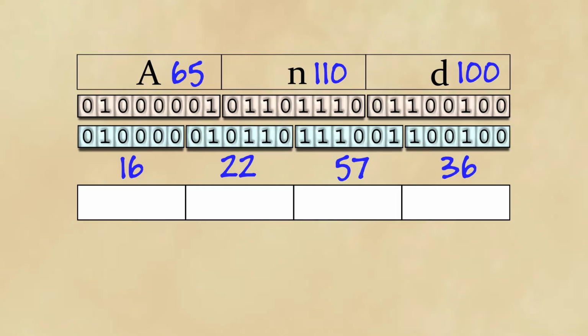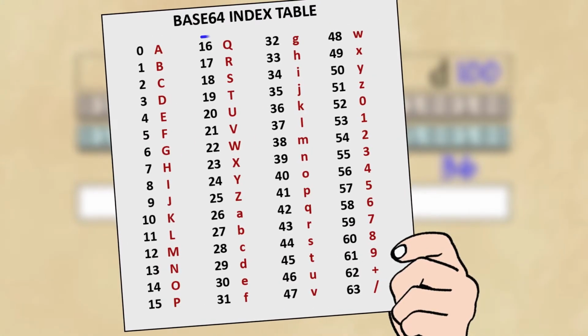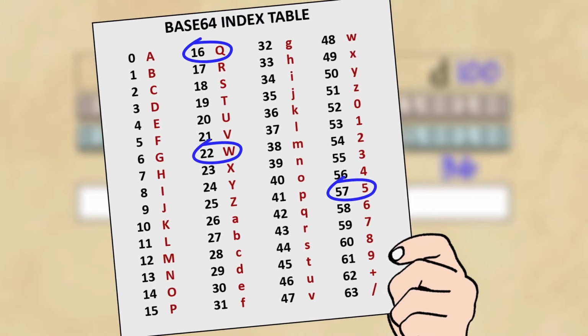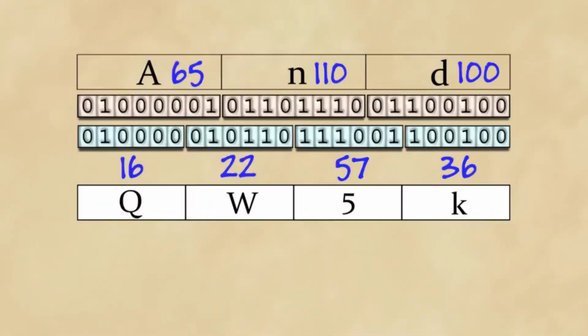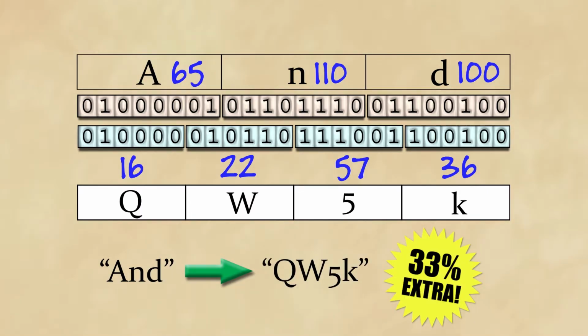So what we need to do now is look up these values on our base 64 index table. So we look up 16, 22, 57 and 36 and determine that our output characters will be Q, W, 5 and lowercase k. Simple as that. Thus, AND becomes QW5K. The output is a third larger.